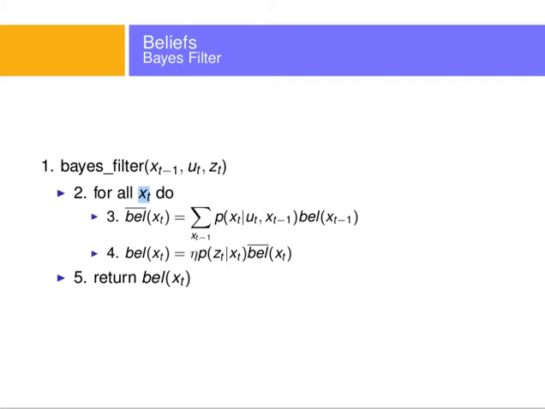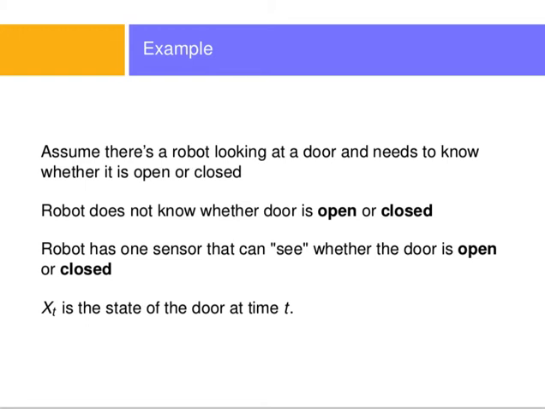For this, we need a bunch of tables. So let's assume a robot is looking at a door and needs to know whether the door is open or closed. The robot does not know whether the door is open or closed. It can only sense that. The robot has one sensor that can see whether the door is open or closed. It can be a proximity sensor of some kind.